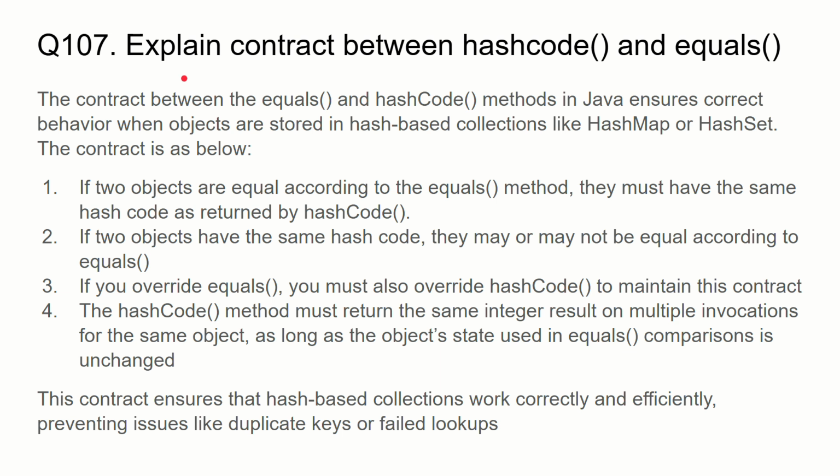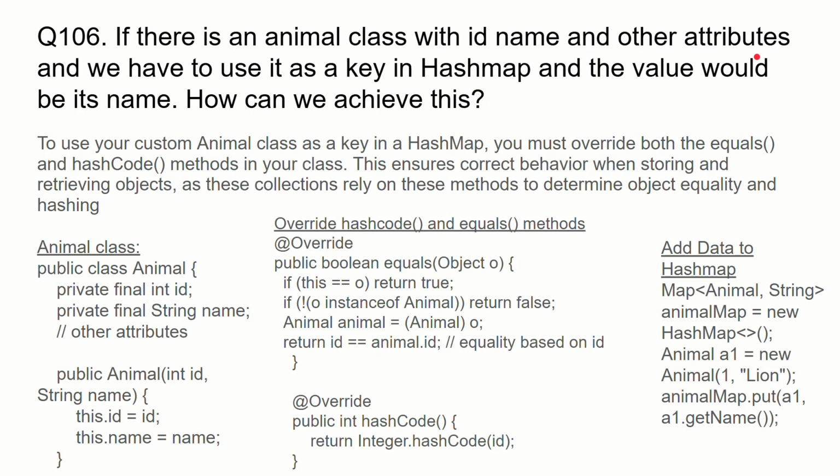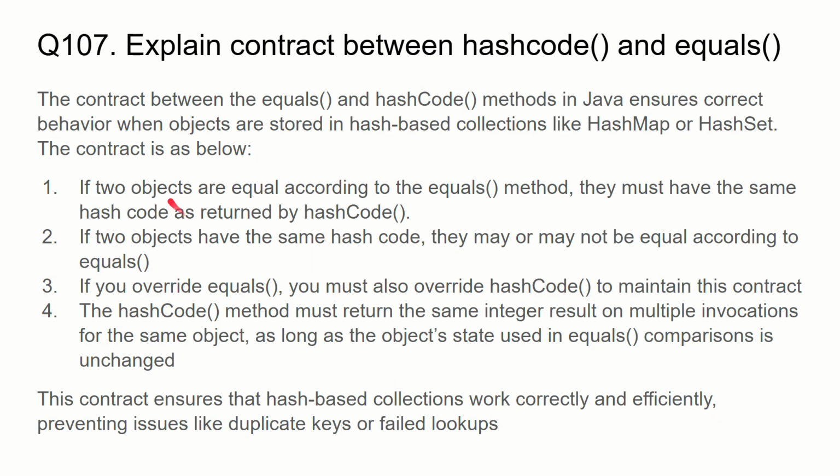Now another important question is: explain the contract between hashcode and equals method. So we have seen in the earlier slide that if we are overriding the equals method, we are overriding the hashcode method as well. So why are we doing it? There is a contract between hashcode and equals method in Java. It ensures the correct behavior when objects are stored in hash-based collections like HashMap, HashSet. Okay, so the contract is as below.